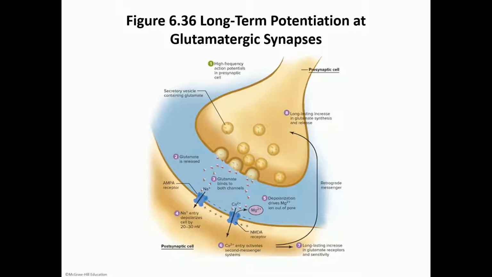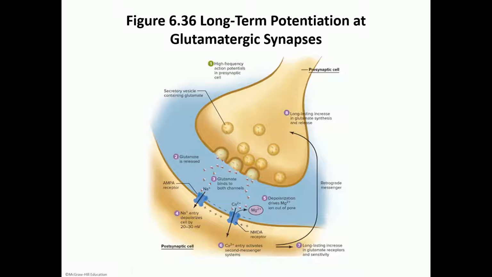Here we'll talk about more details on long-term potentiation. So here is your presynaptic neuron, that is your postsynaptic cell, and that is the synaptic cleft. When the action potential reaches the end of the presynaptic neuron, it will release glutamate. Glutamate will attach to these AMPA receptors. AMPA receptors are sodium ion receptors. So when we open those up, sodium enters into the postsynaptic cell.